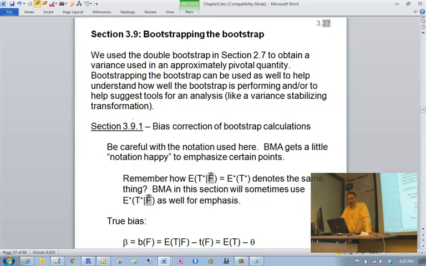We're going to talk about the double bootstrap in two contexts. First, how to deal with a bias correction of a statistic. We're actually going to be finding the bias of the bias.